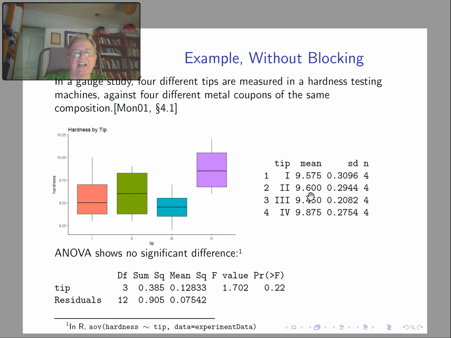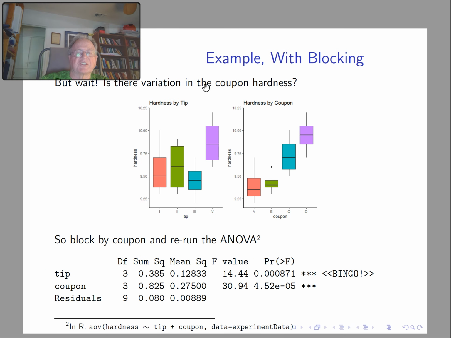But now we'd like to analyze this variation and see if there's a difference, tip by tip. So if we do an analysis of variance, we get a large p-value of 0.22, which indicates that there's no significant difference in the hardness measured by the tip. However, is there variation in the coupon hardness? Well, if we look at the hardness by coupon, we see that there's quite a bit of variation, so perhaps we should account for that in our analysis. So we'll block by coupon and rerun the ANOVA.